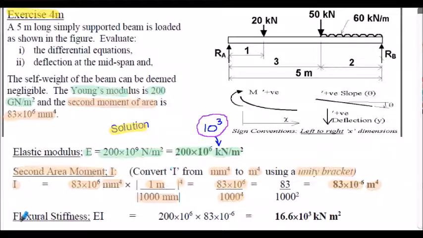I am going to evaluate my flexural stiffness, the EI term, because I'll need that in our equations. So for convenience, that's 200 times 10 to the 6 kilonewtons per meter squared multiplied by 83 times 10 to the negative 6 meters to the 4. Obviously the 10 to the positive 6 cancels with the 10 to the negative 6. Evaluating that becomes 16.6 times 10 to the 3 kilonewton meters squared. That's the unit of EI.